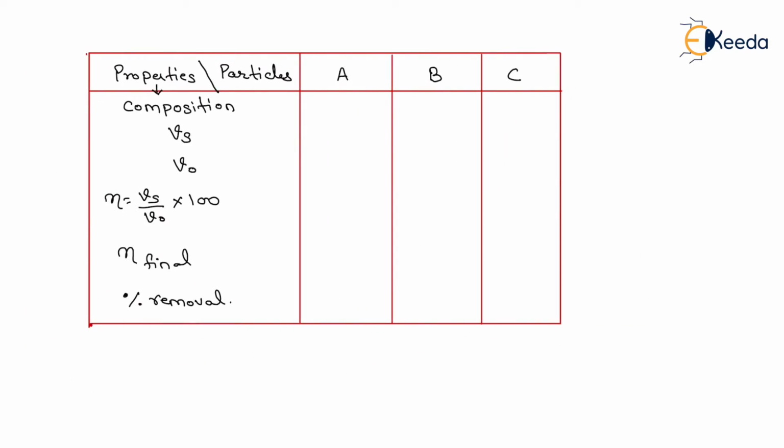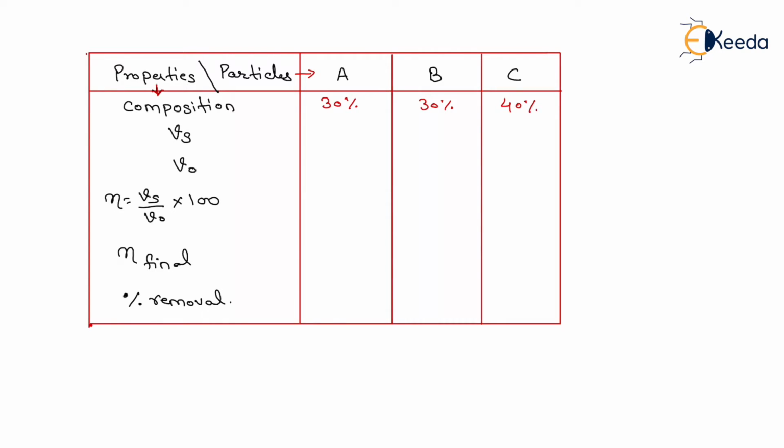Now in the table we have written the properties, that is the composition, Vs, V naught, efficiency, final efficiency and the percentage removal, and in the horizontal direction we have written the particle types, that is A, B and C. The composition of particle A is 30%, which is given in the question. Similarly, the composition of particle B is also 30% and the composition of particle C is 40%.